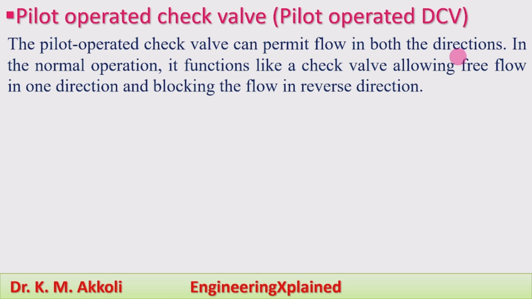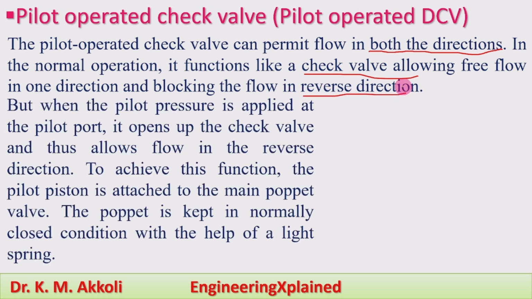In the earlier check valve as well as the poppet valve that we have taken, they allow only one direction, but this pilot operated check valve allows the flow in both directions. In normal operation, it functions like a check valve. In the same way as the check valve, in normal function it allows free flow in one direction, blocking the flow in the reverse direction. But when the pilot pressure is applied at the pilot port, it opens the check valve and thus allows the flow in the reverse direction also.